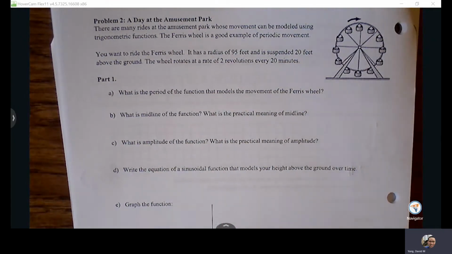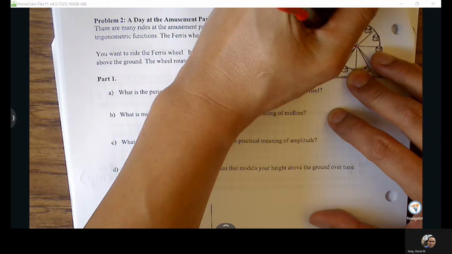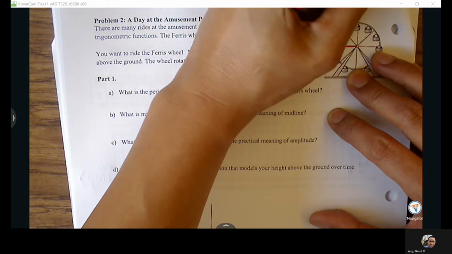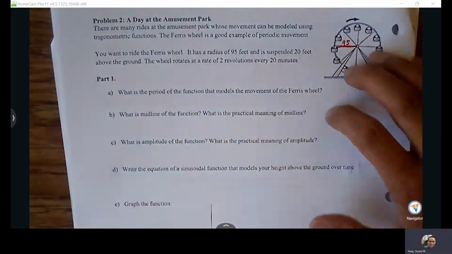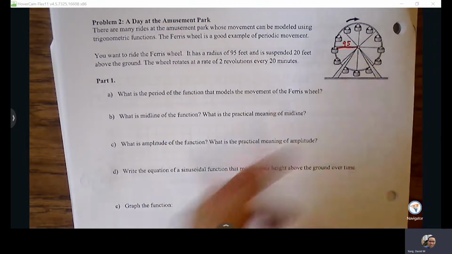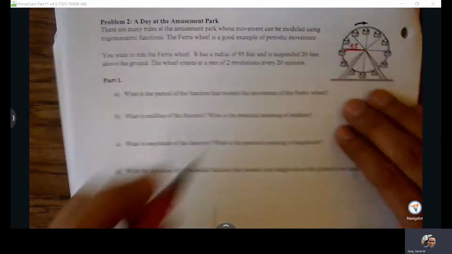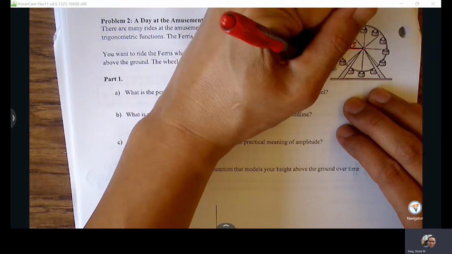Okay, so it says you want to ride this Ferris wheel. It has a radius of 95 feet. Let me indicate that. Radius is the distance from the center of the circle to a point on the circle. So any of these distances will be 95 feet, right? Okay. Suspended 20 feet above the ground. So let me indicate that.